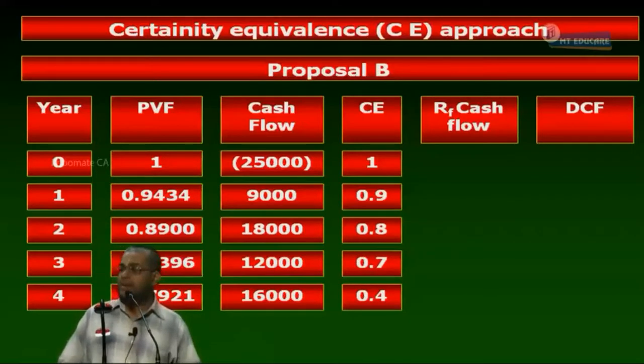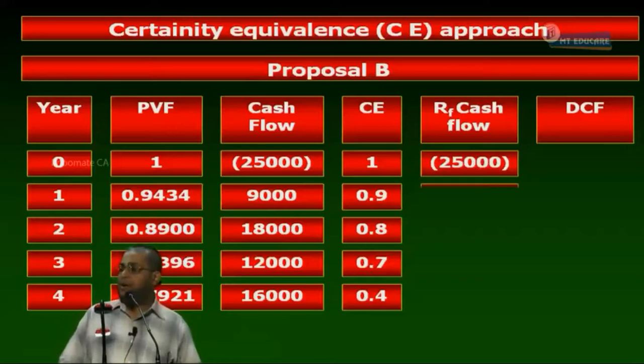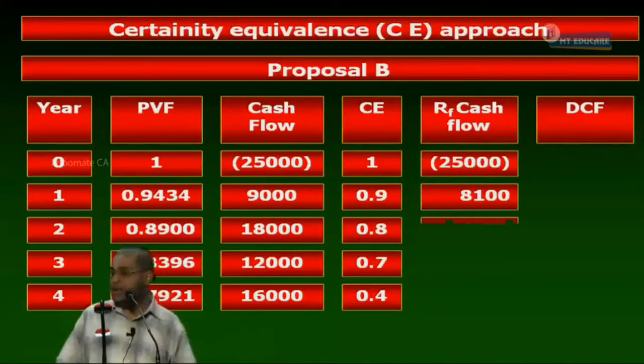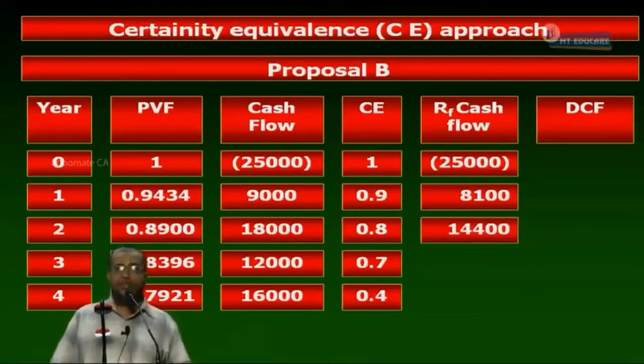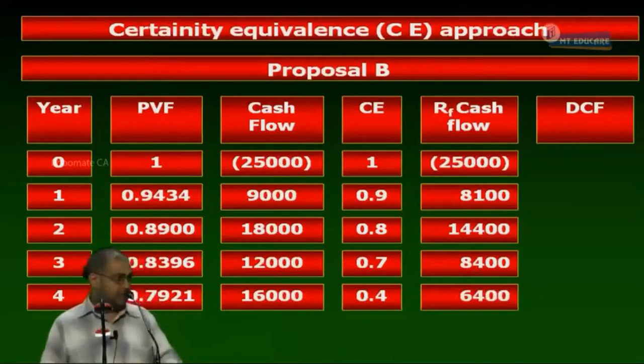It is how much here? Minus 25,000. 9,000 into 0.9, 8,100. 18,000 into 0.8, 14,400. 12,000 into 0.7, 8,400. 16,000 into 0.4, 6,400.